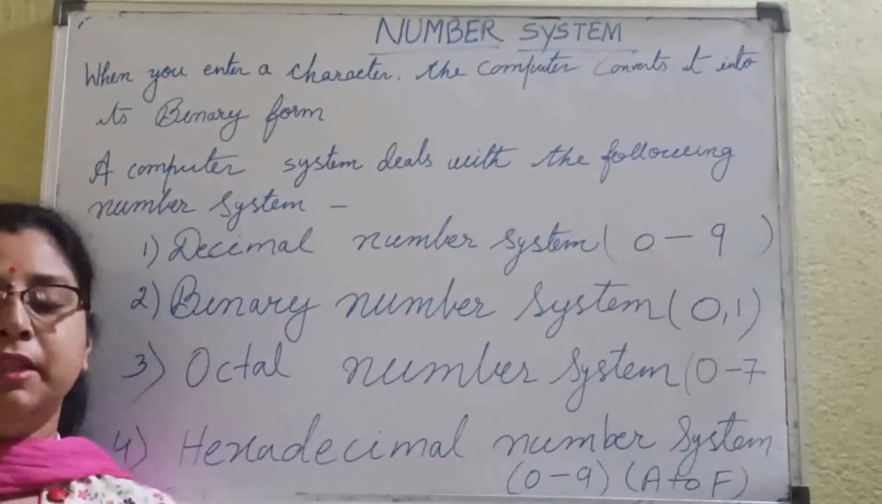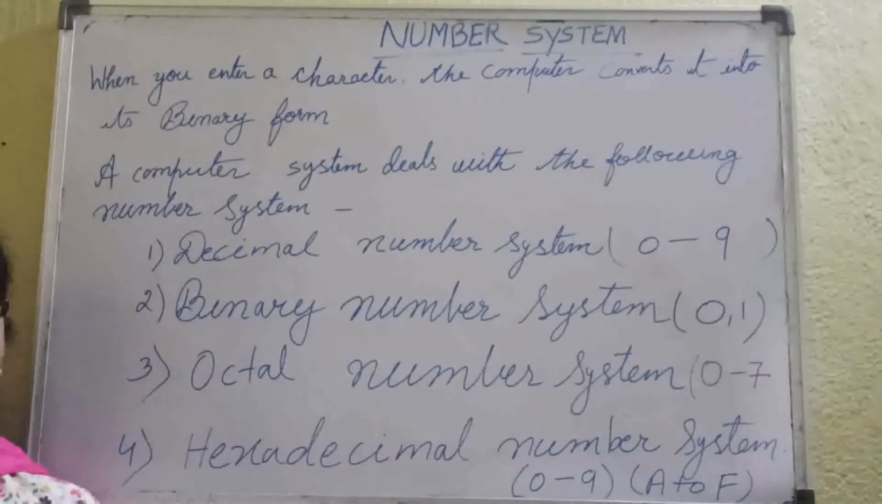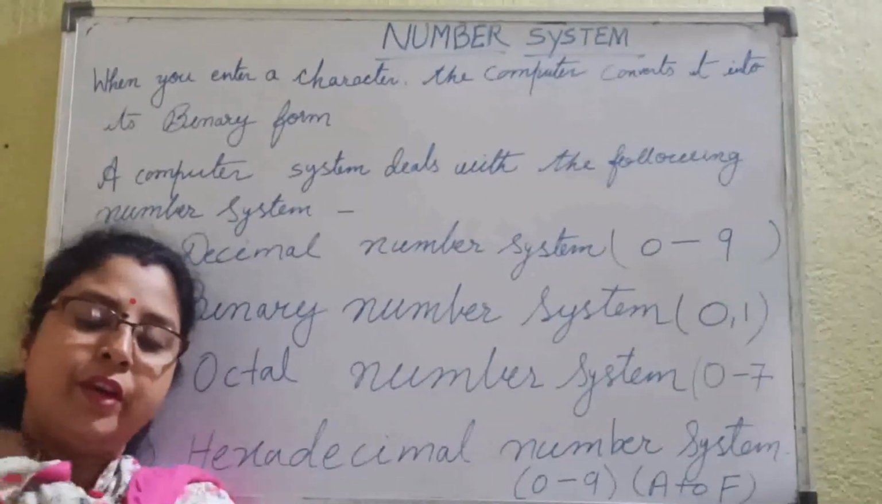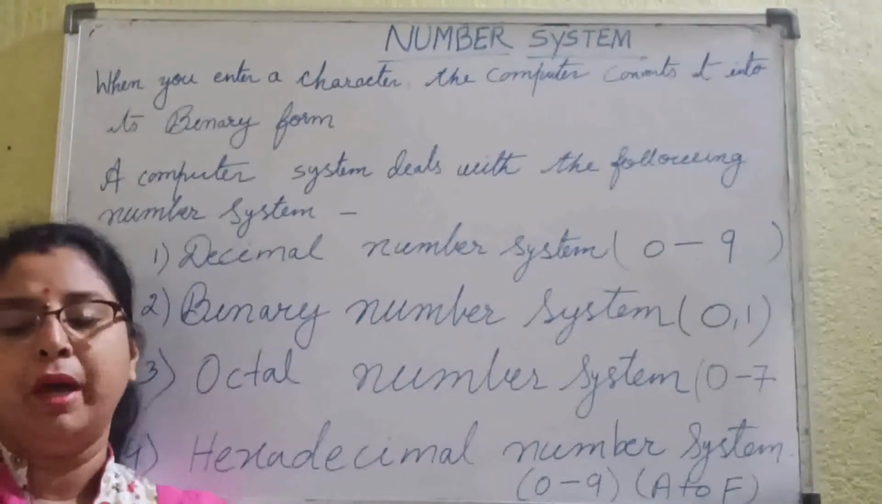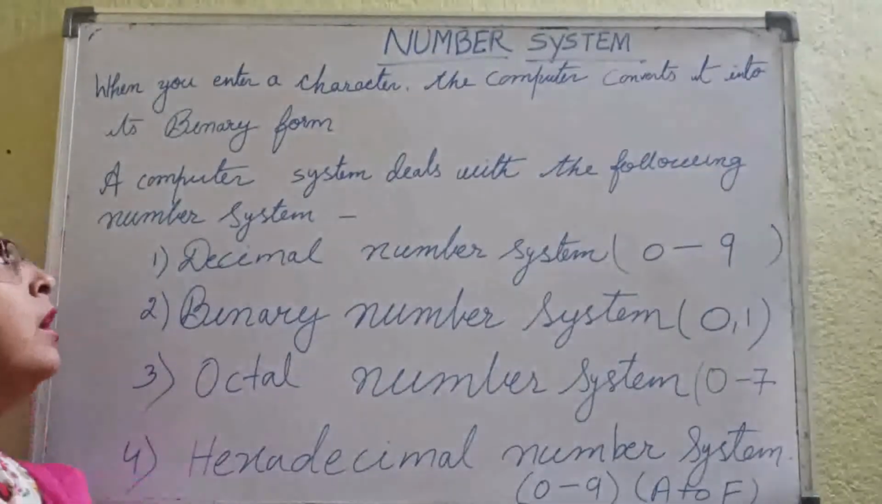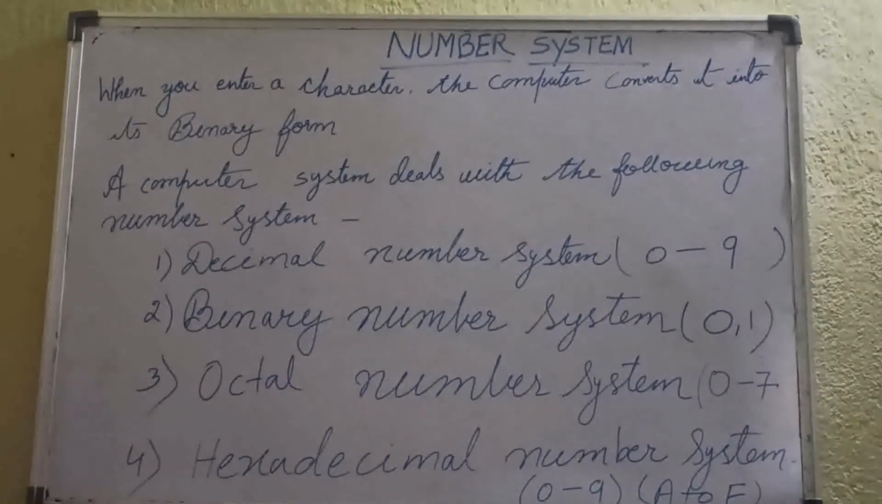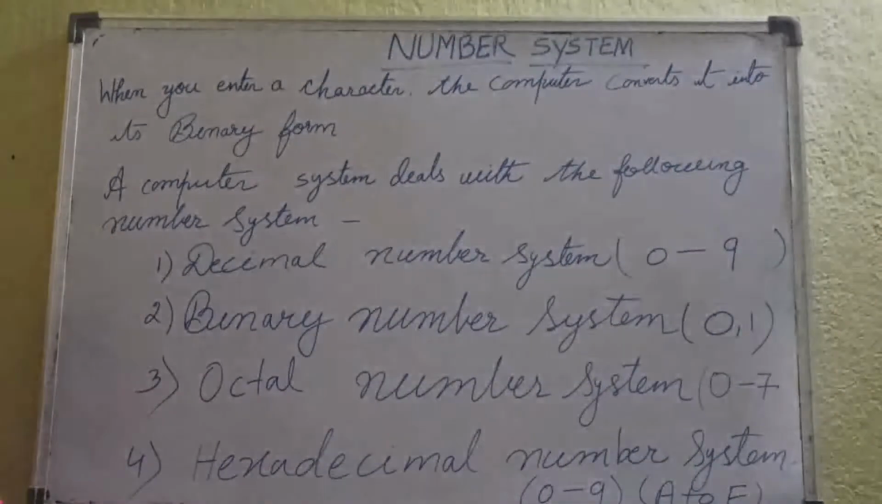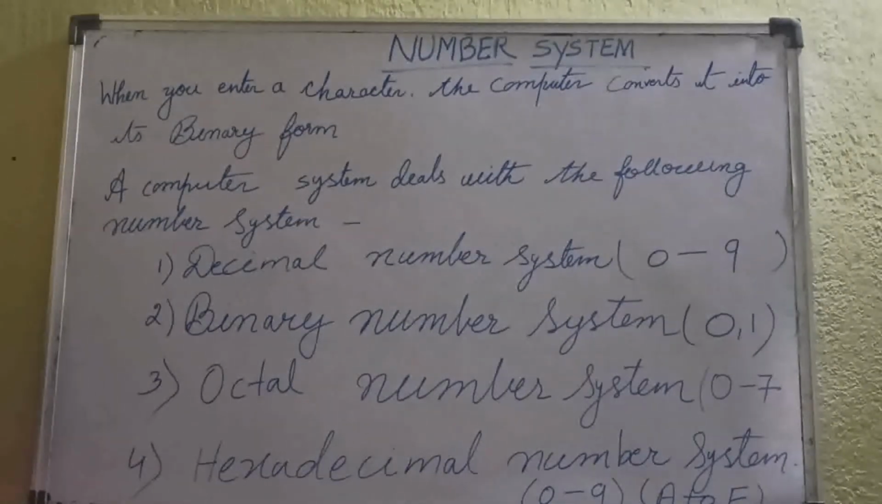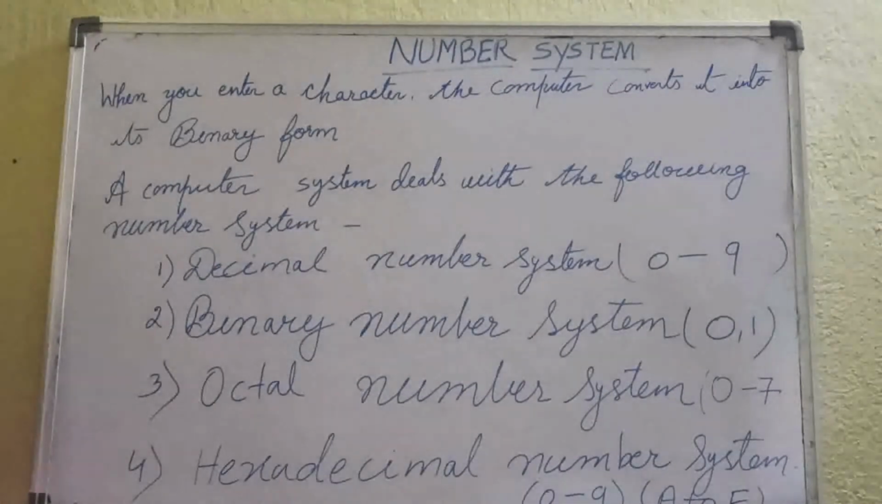Number system is a mathematical notation of expressing or representing numbers. It also provides a unique identity to each and every number by representing them in the form of digits. When you enter any character, the computer converts it into its binary form. As you know, computer can understand only the machine language, and the machine language is the binary language.